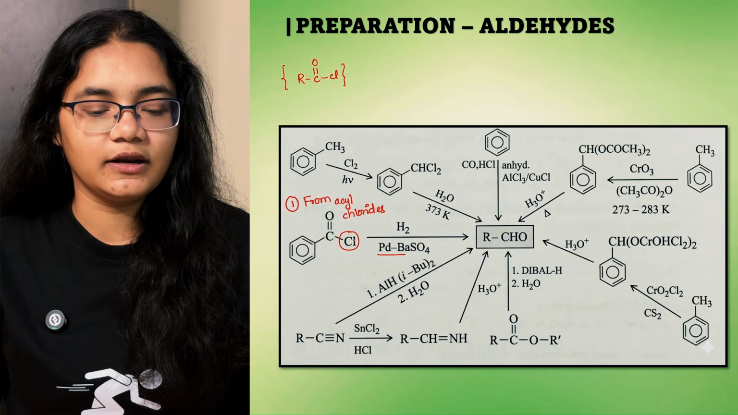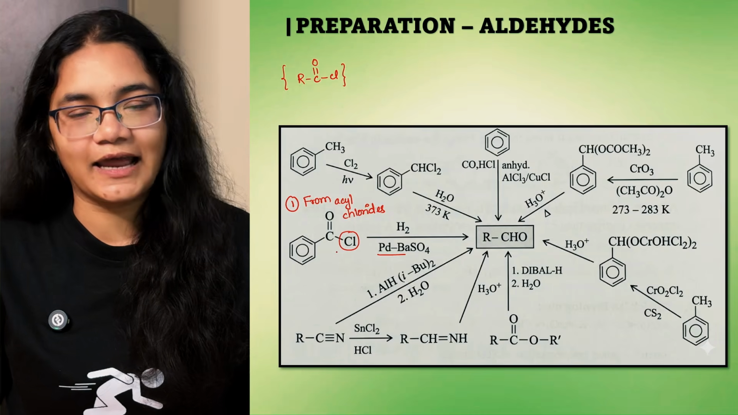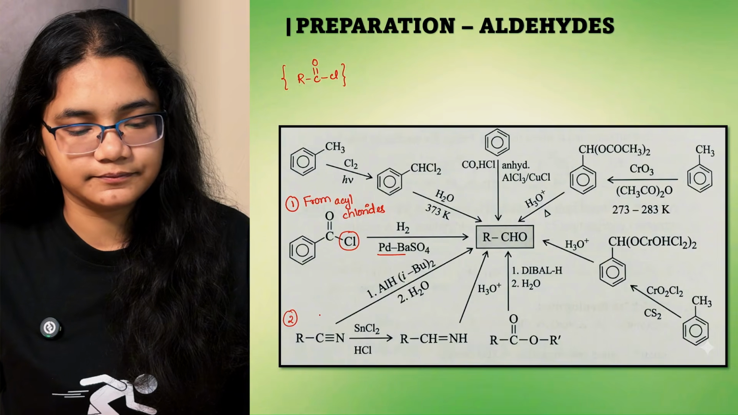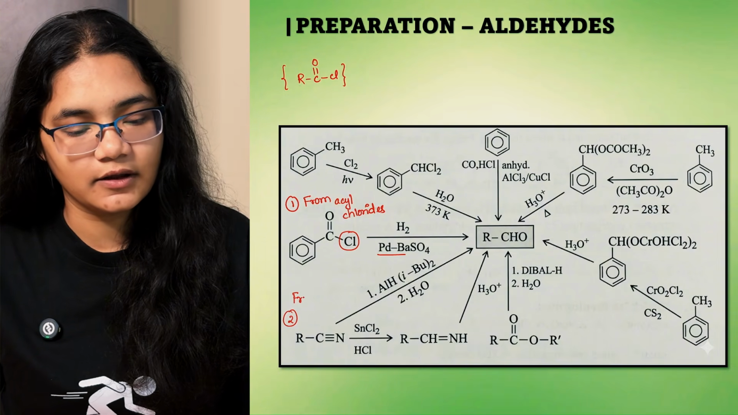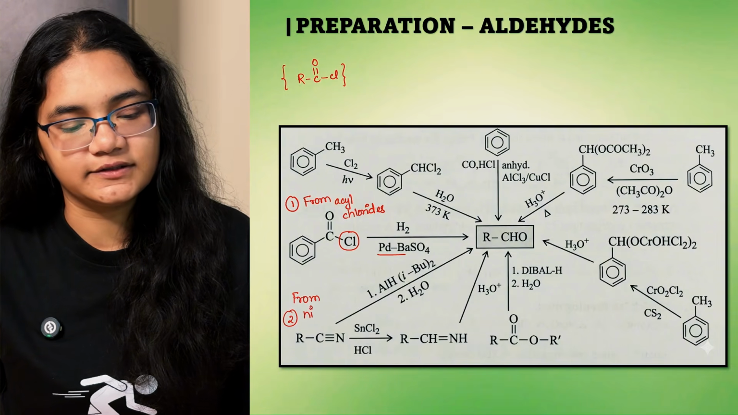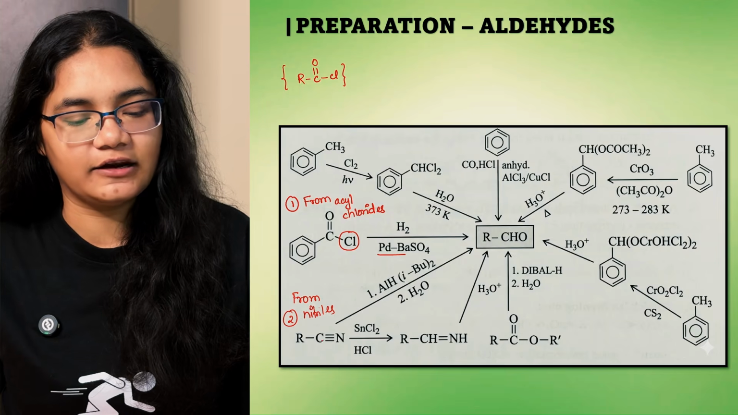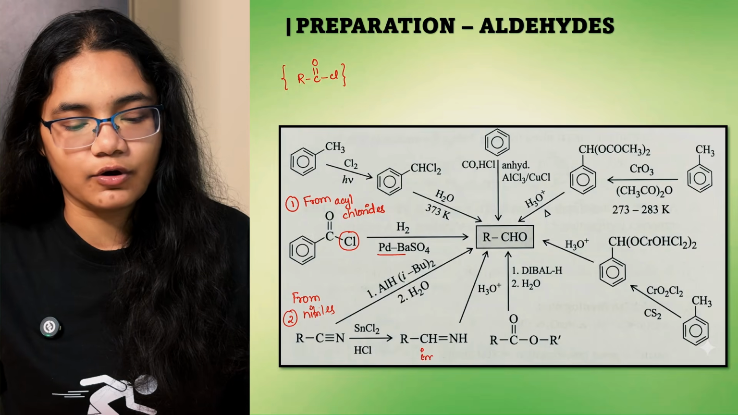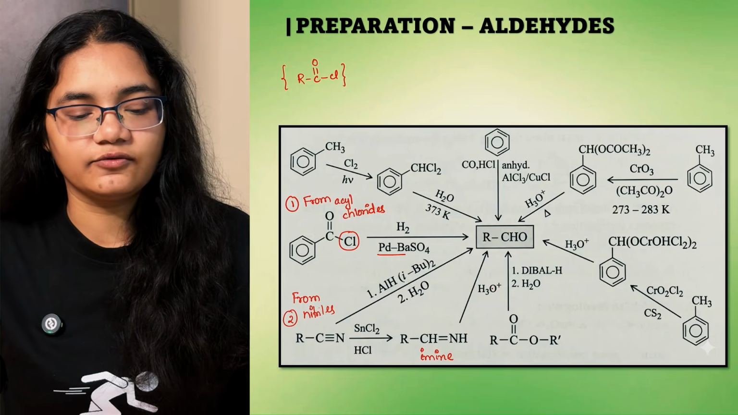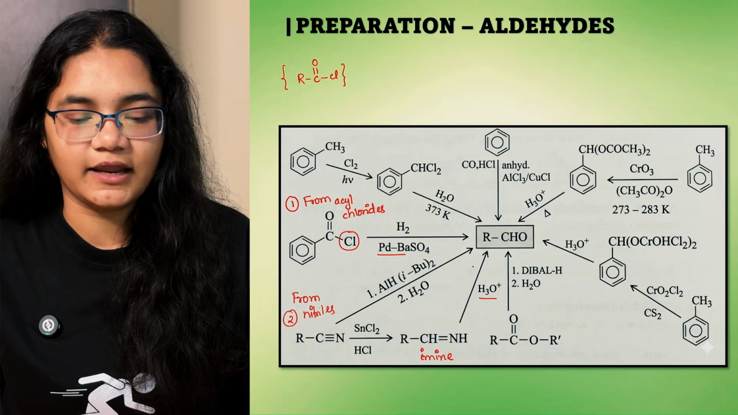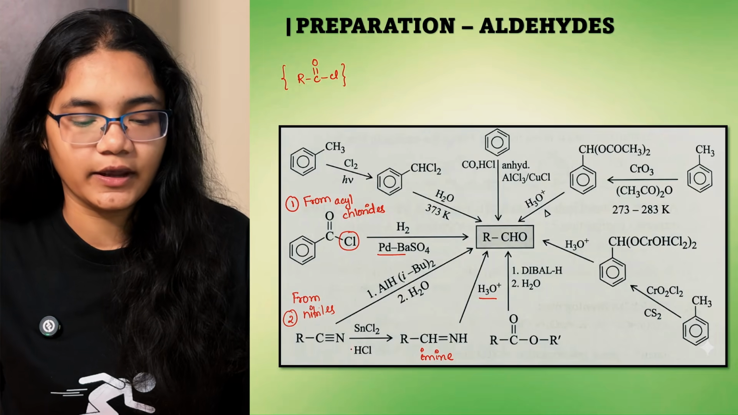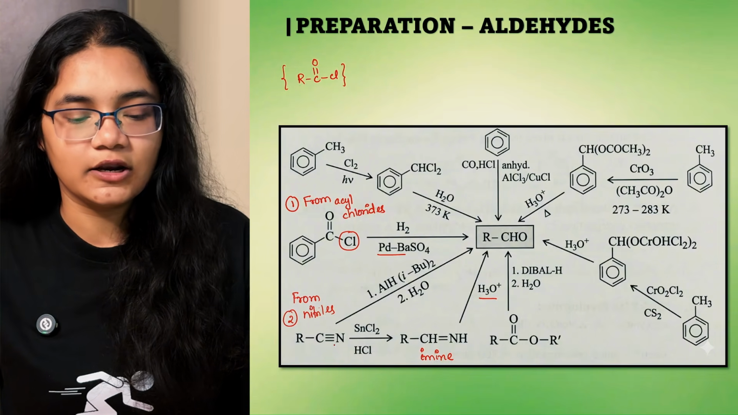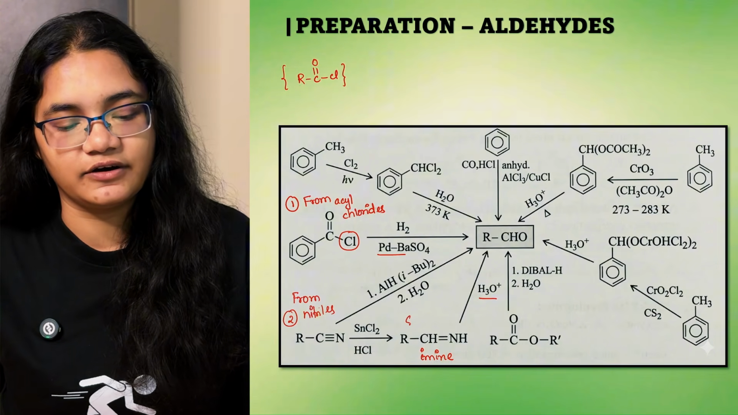Okay, next one is from nitriles and esters. First one is from nitriles. Now if you take nitriles and treat them with SnCl2 and HCl, first you get a compound called imine. Now this one is treated with H3O plus and that will give you RCHO. So RCN, SnCl2 and HCl, imine, and then H3O plus gives RCHO. This particular reaction is called the Stephen reaction.